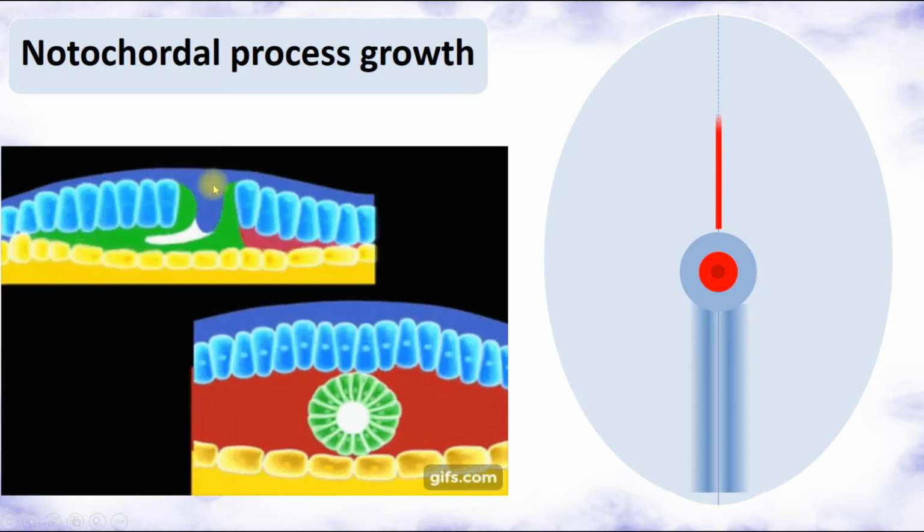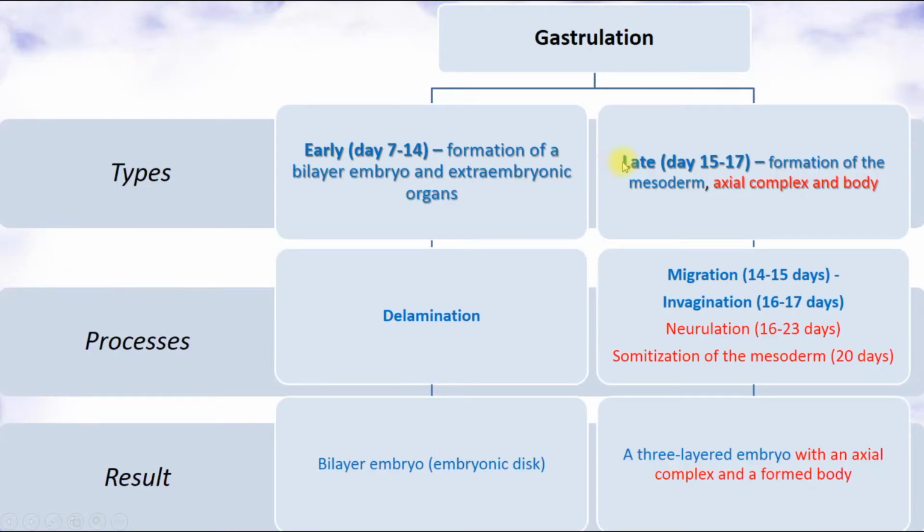And here you can see how notochord grows from the nodule. It grows between ectoderm and endoderm. Here you can see ectoderm, endoderm, and the growing notochord. So here we can see the first result of late gastrulation, formation of mesoderm. We already have mesoderm, and also we have completed migration and invagination, and the result of them is formation of mesoderm together with notochordal process.